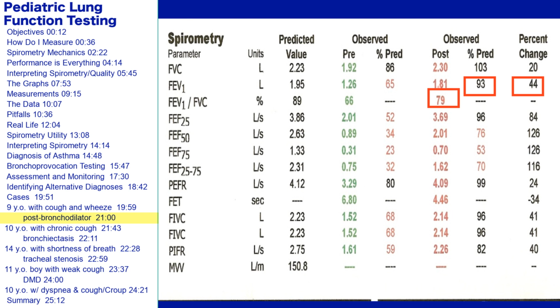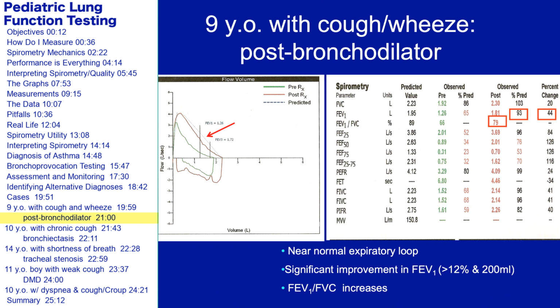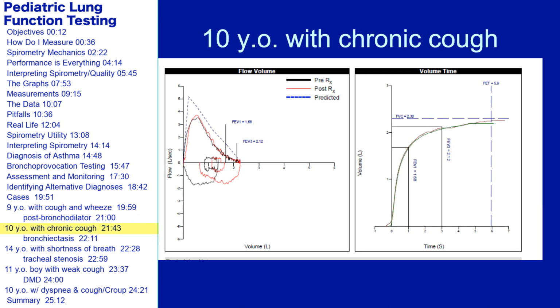Incidentally, the FEV1 to FVC ratio also increases, although there's really no guideline-based definition for what is a significant improvement in that parameter. So that's somebody with asthma.